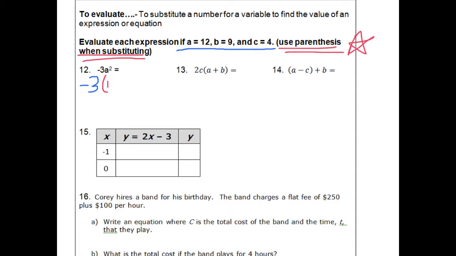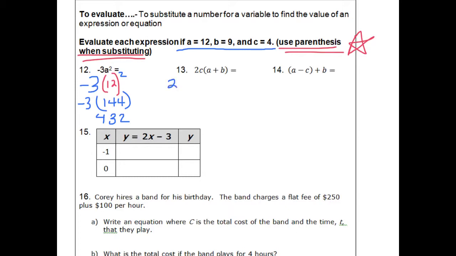My A value is 12. And then I still have to square it. Now I can evaluate it. Everything is in the correct order. So according to PEMDAS, I'm going to have to take care of my exponents. So 12 squared is 144 times negative 3. And negative 3 times 144 is 432. Okay, so let's do it again.